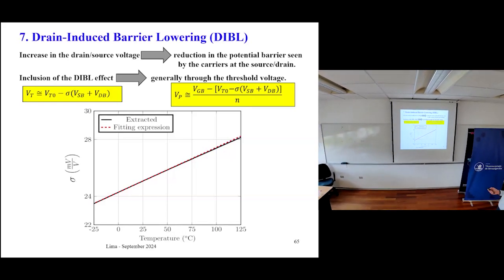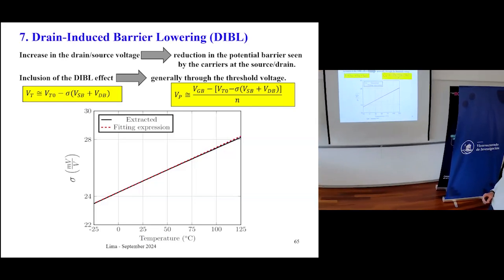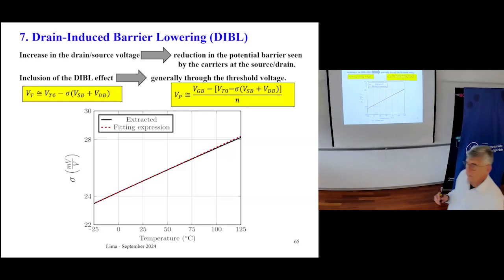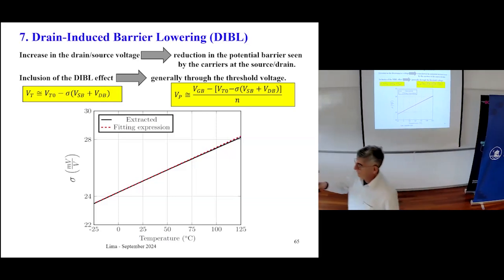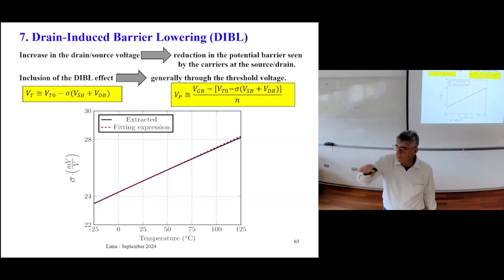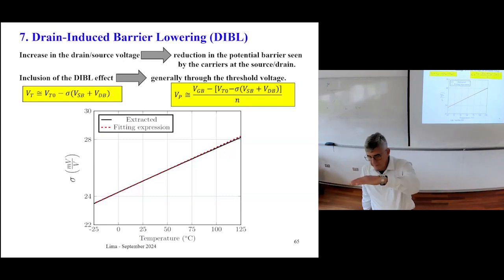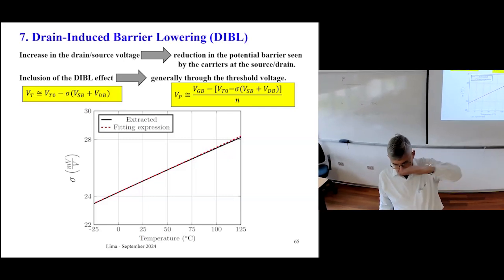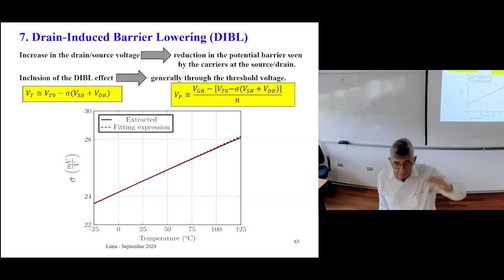But you should take care of this because this is very important to calculate the slope of the characteristic in saturation. Okay? In the long channel model, the transistor current saturates. When you use sigma, you have a slope which is not 0.